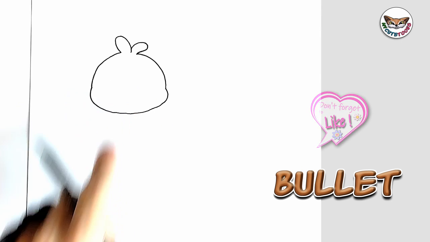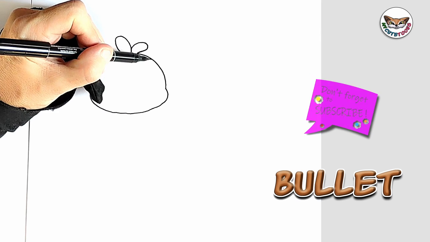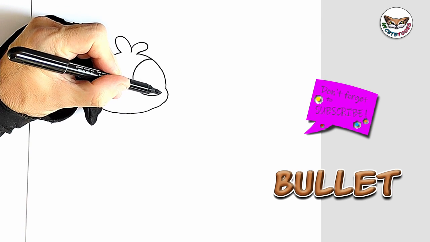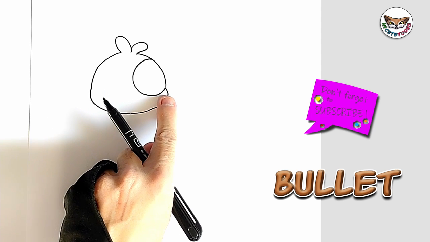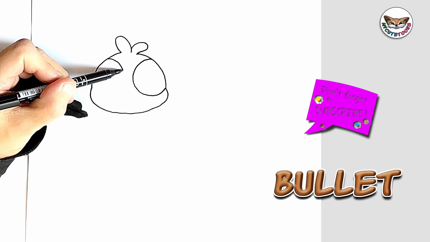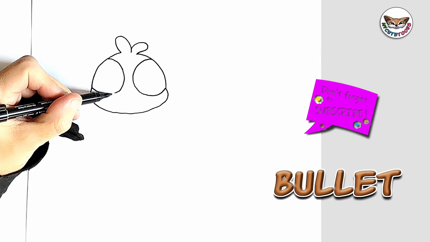And now that we've done this, we're going to draw Bullet's eyes. We're going to make nice big round eyes. We're going to start to the side of the head, make it nice and round, and connect it where the head and the cheek meet. And we're going to do the same on this side as well. Start on top. Try to do it about the same size, and then we're just going to connect them.